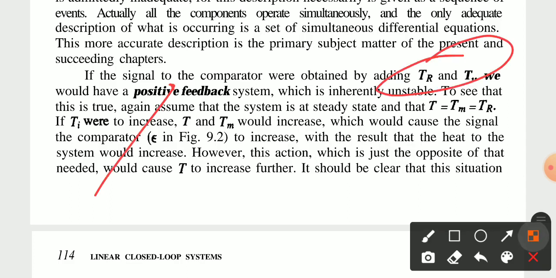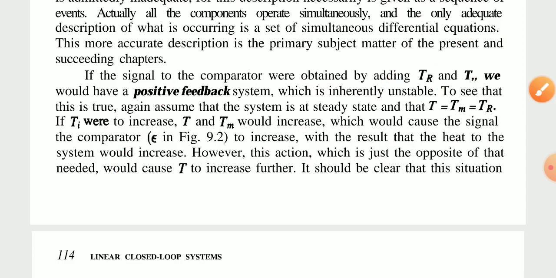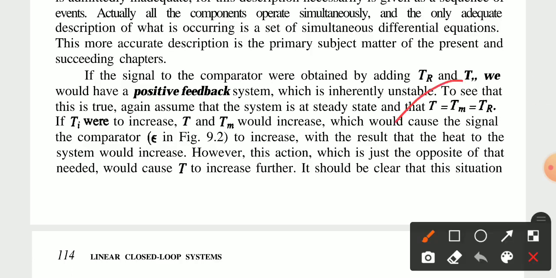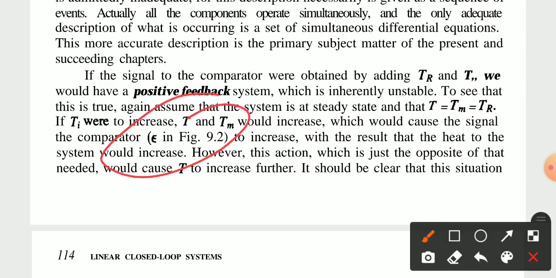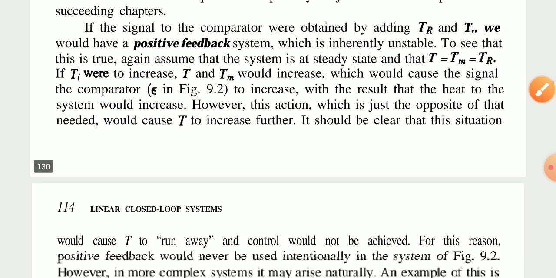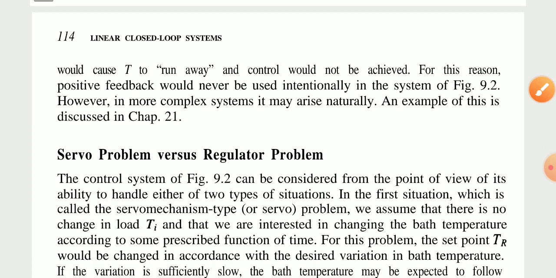With positive feedback, the system is inherently unstable. To see that this is true, again assume that the system is at steady state conditions, T is equal to TM and TR. We saw the error in figure 9.2. Any situation would cause T to run away, and control would not be achieved. For this reason, positive feedback would never be used intentionally for a control system.